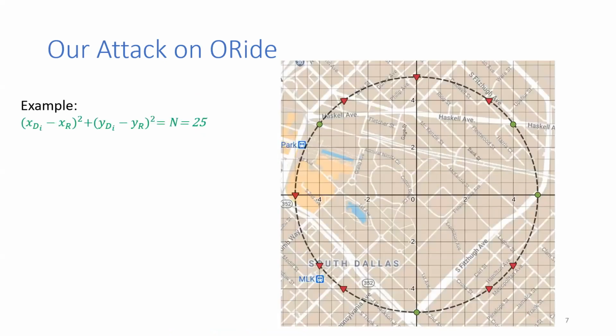For example, consider the equation (x_di minus x_r) squared plus (y_di minus y_r) squared equals 25. With the rider as center, she obtains a circle of radius 5 around her. According to the Gauss circle problem, the average number of lattice solutions to x squared plus y squared equals n tends to pi for all n. But in our particular application scenario, we know that there exists at least one lattice solution.